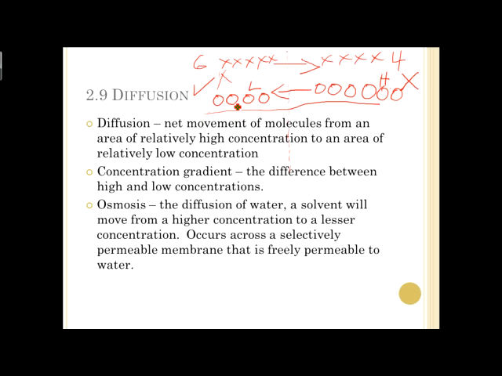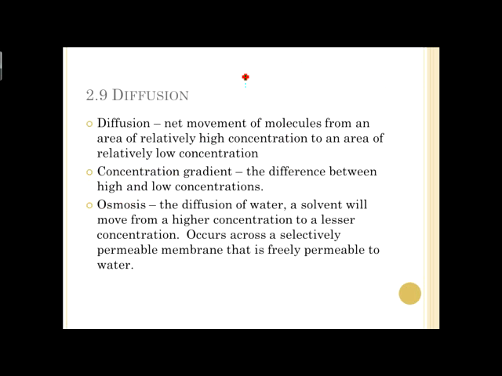And the solute, or the solid substances, are going to move from an area of higher concentration to an area of lower concentration. So all it's doing is balancing on both sides. Alright, so diffusion: movement of a solute from an area of higher concentration to an area of lower concentration. Concentration gradient is the difference between the high and the low concentrations.